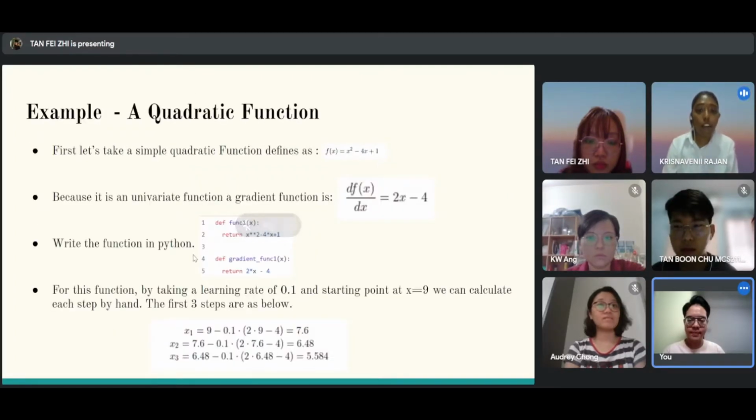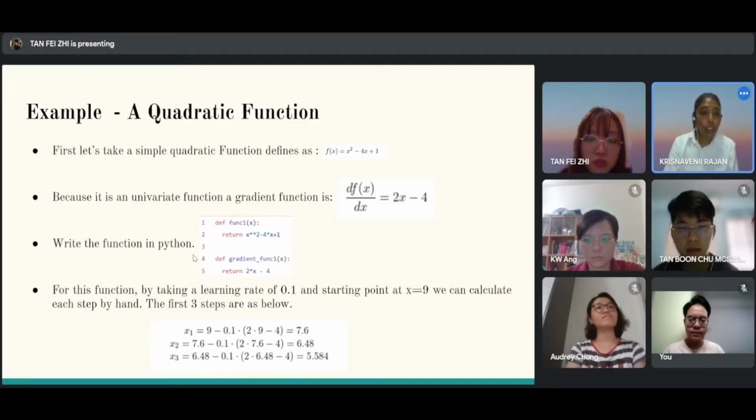For the example of gradient descent, first is a quadratic function. Let's take a simple quadratic function defined as f(x) equals x squared minus 4x plus 1. Because it is a univariate function, a gradient function is needed, which is df(x) over dx equals 2x minus 4. The functions are written in Python as shown in the picture below.